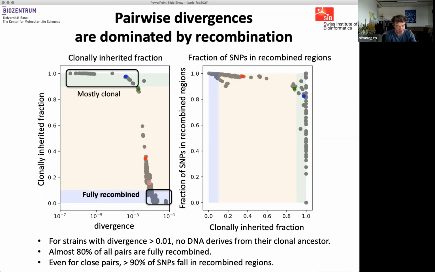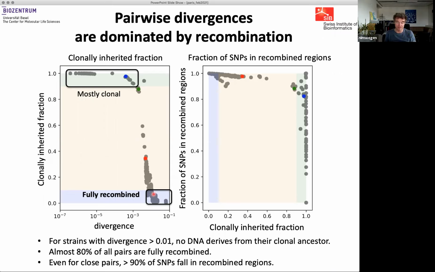Then there is a region where the genome gets covered by these recombined regions. And by the time you're at around 1% diverged, all regions in the genome have been overwritten by recombination and nothing is left. And in fact, 80% of the pairs of strains that we have lie in this region where none of the DNA in the alignment stems from their clonal ancestor.